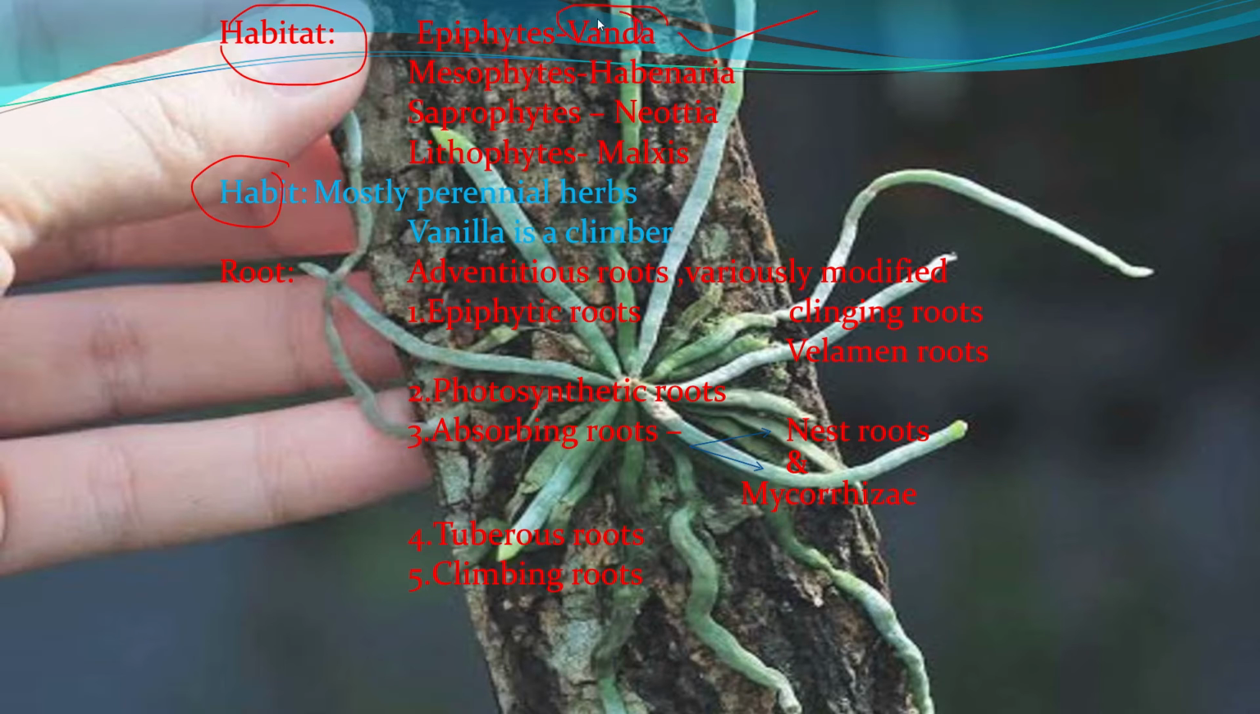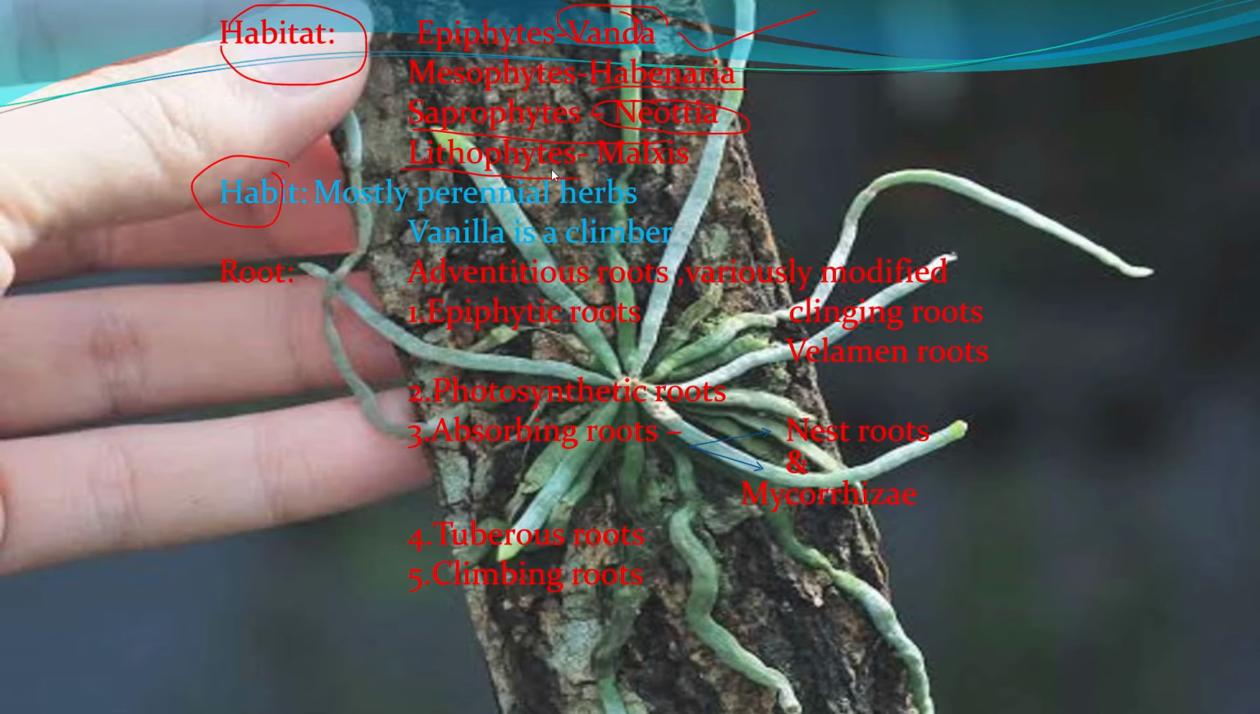Example, Vanda. Some of the plants are mesophytes. Example, Habenaria is a mesophyte. Another one is saprophyte. Example, Neottia. This Neottia grows as a saprophyte. Saprophytes are plants that absorb food material from dead decaying material. Another one is lithophytes. Example, Malaxis. This Malaxis grows on rocks, so these are lithophytes.